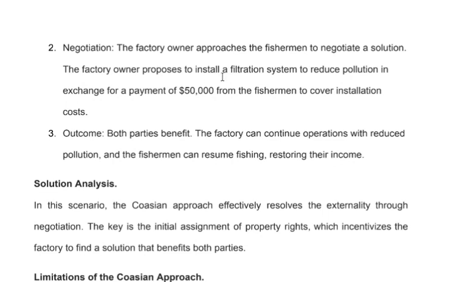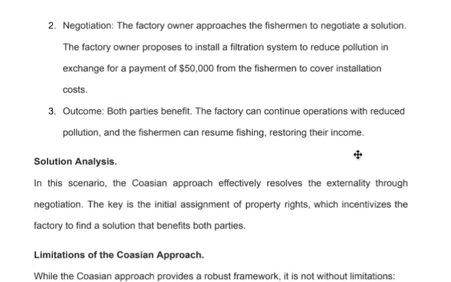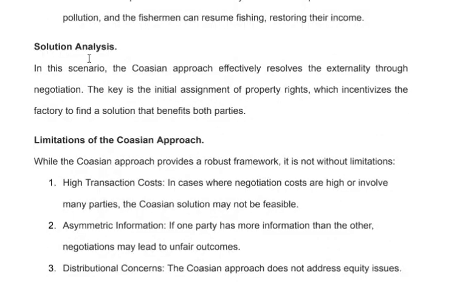The factory owner proposes to install a filtration system to reduce pollution in exchange for a payment of $50,000 from the fishermen to cover installation costs. Outcome. Both parties benefit. The factory can continue operations with reduced pollution, and the fishermen can resume fishing, restoring their income. Solution analysis. In this scenario, the Coasian approach effectively resolves the externality through negotiation.